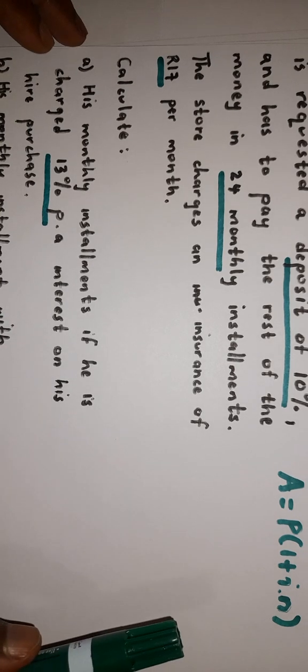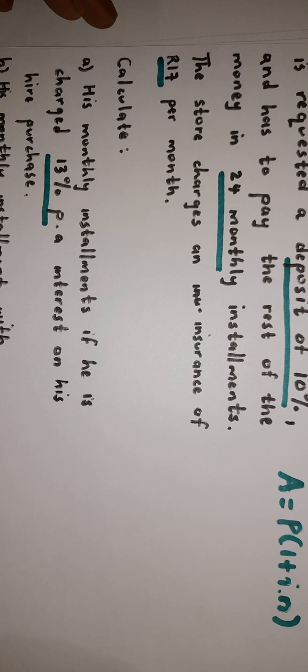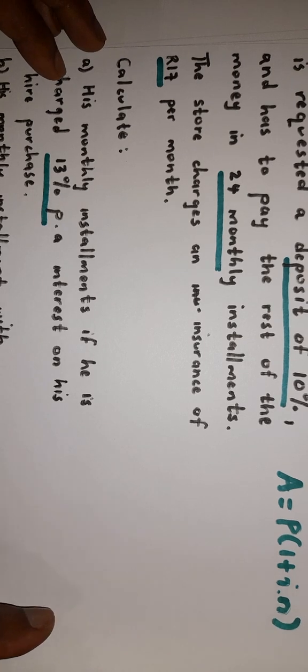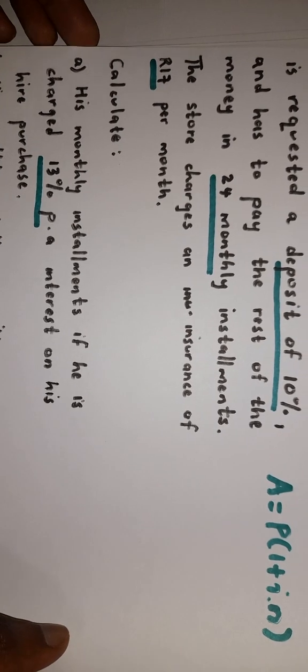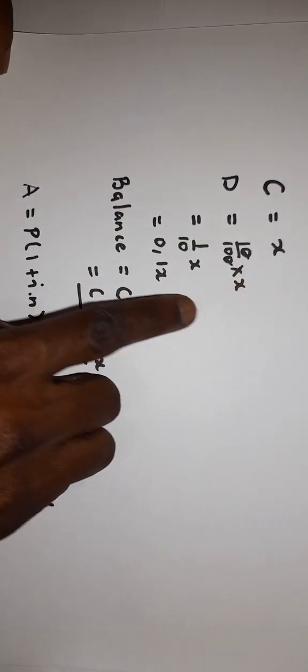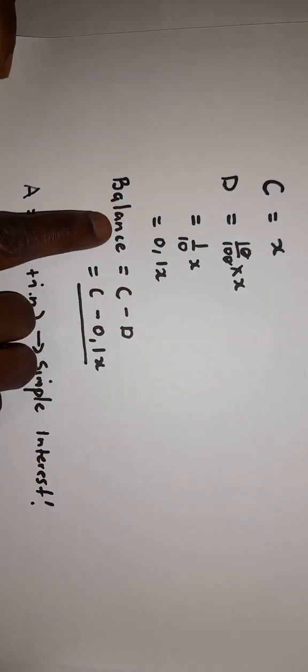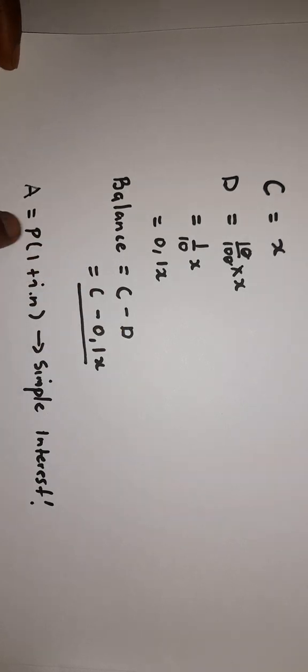Right, so for the first question, calculate his monthly installments if he's charged 13% per annum simple interest on his hire purchase. Right, grade 10s, I want to focus you back on this. We have the cost price, we have the deposit percentage, and then the first thing that we need to find is the balance. And then we use the balance to calculate the simple interest, which we will then use to calculate the monthly installments. Right, I'm just quickly going to write down the information again.